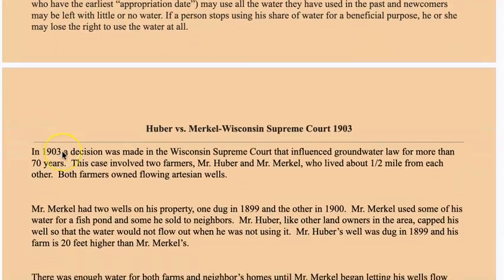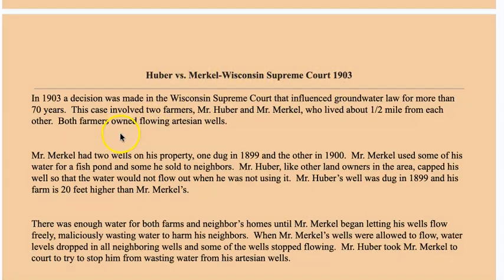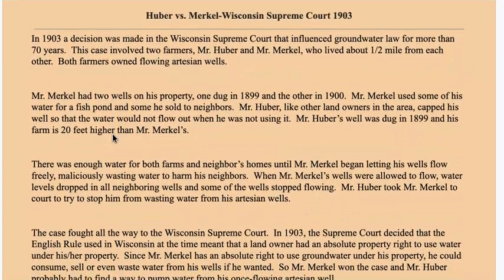So what you're going to do next is take a look at a Wisconsin court case, and you're going to have to answer some basic questions about it. This case is called Huber versus Merkel, Wisconsin Supreme Court, 1903. So in 1903, a decision was made in the Wisconsin Supreme Court that influenced groundwater law for more than 70 years. If you think about it, 1903 to 1973, all groundwater decisions in Wisconsin were based on this court case.